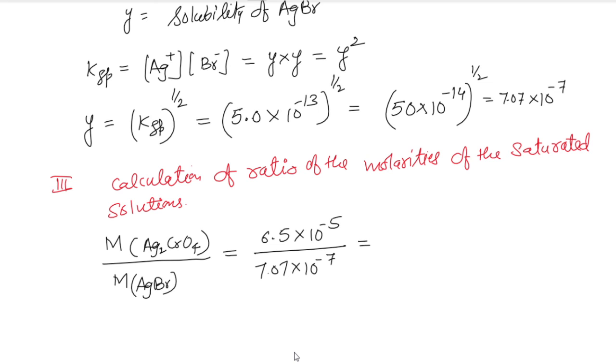So it comes out to be 10 raised to power 2 into 0.919. That means it is 91.9. This is the ratio of the molarities of the saturated solutions.